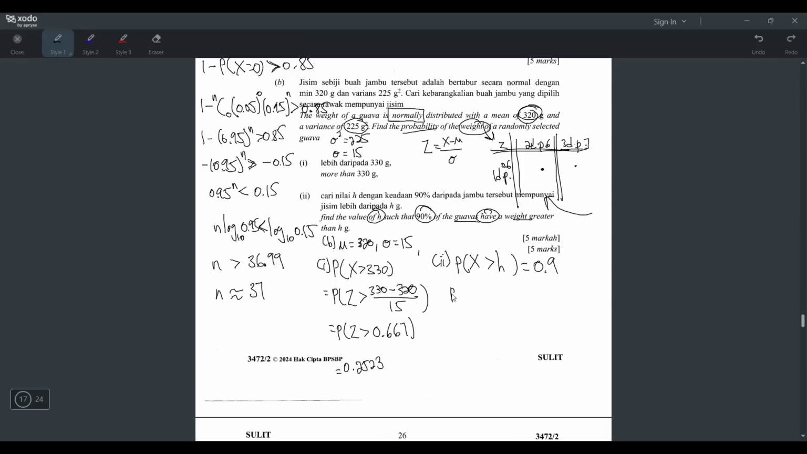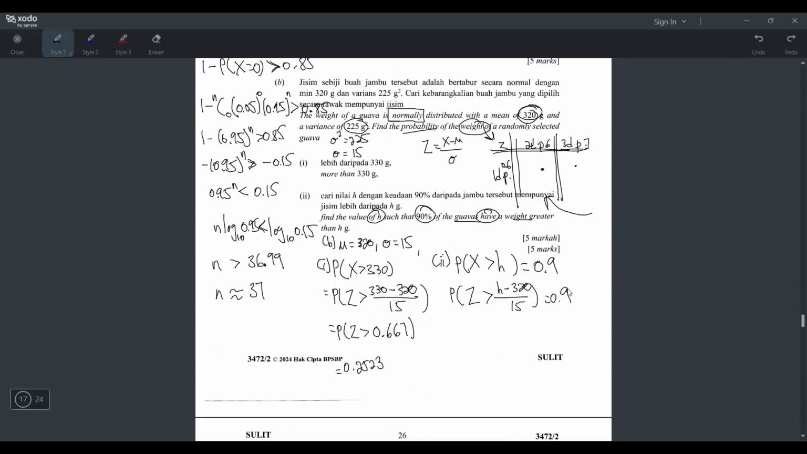So first step is to convert to Z first lah, of course. So the X have to convert to Z, and the formula is take the H minus mean bahagi standard deviation. So mean is 320, standard deviation is 15, equals to 0.9. And you realize you cannot find your Z value, because you don't know your H. So it's like you're stuck here already.